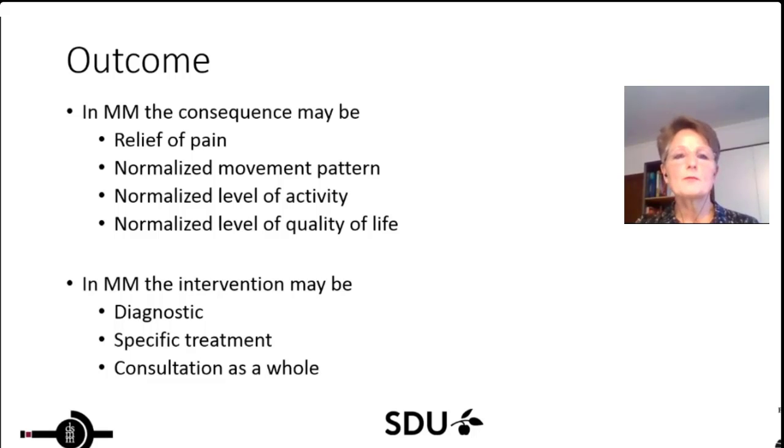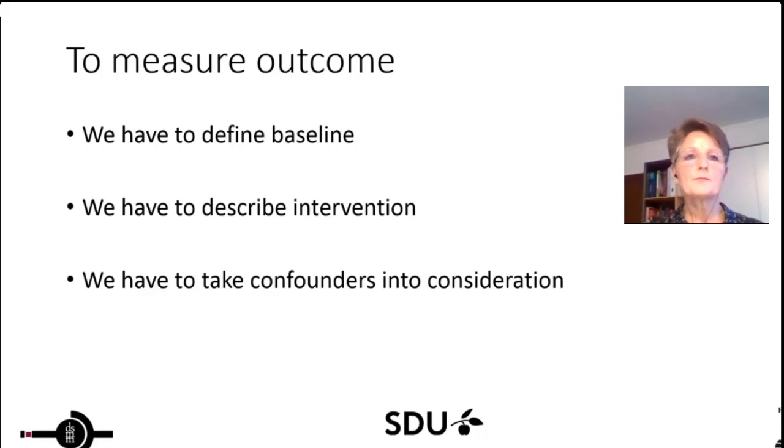As you have seen from the previous papers, we use different kinds of outcome to define the effect of what we're doing. Besides the consequence of what we're doing, we have to define the intervention. That might be diagnostic procedures, specific treatments done, and we have to look into the consultation as a whole. It's important to specifically define what we're looking at to define the outcome we want to measure.